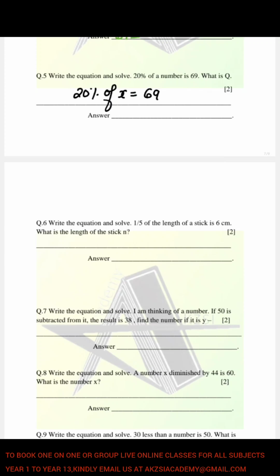So we know how to calculate percentage. That means x into 20 over 100. This is how we can calculate a percent of any number, equals 69. So 20x over 100, on simplification, I will get x over 5, which is 69. And finally, multiplying both the sides by 5, I will get x equals 345. So the number is 345, and 20% of that is 69.